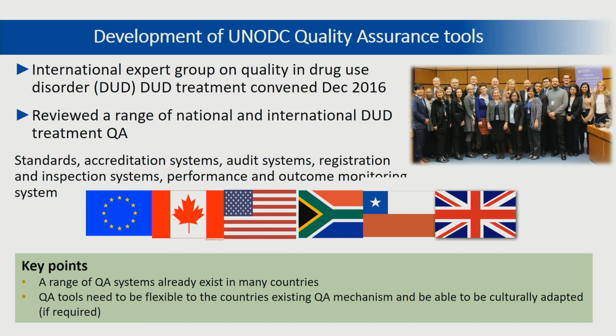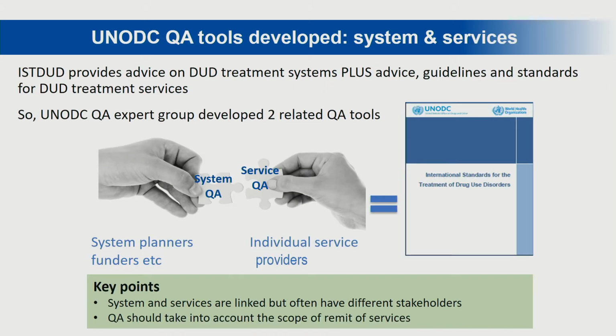So, a range of QA systems actually already exist in many countries that might cover part of the substance use disorder treatment or treatment systems. So, whatever we develop has to be flexible enough to be able to fit with the country's existing mechanisms so that it can be culturally adapted to whatever's there. So, that's a real kind of learning point from us.